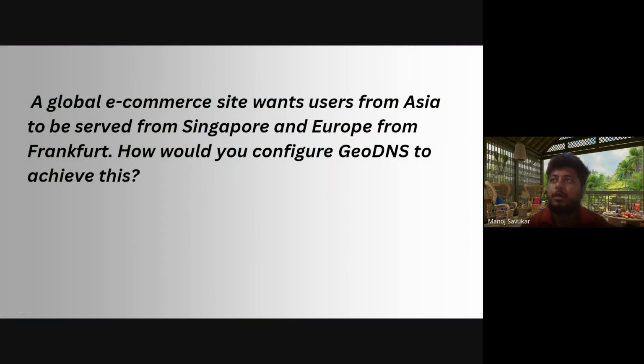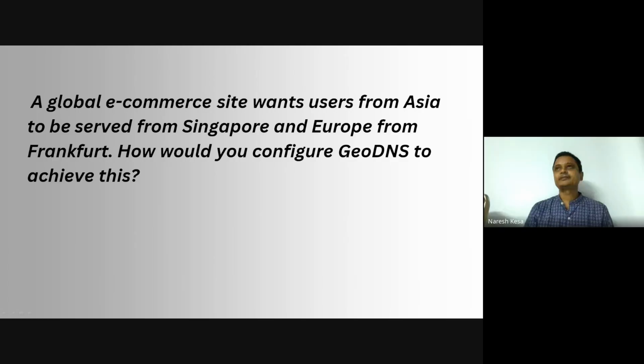Okay. I will ask the first question to Naresh. Hi, Naresh. The question is like this: we have an e-commerce site with a global level of customers, and there is one criterion, that people in the Asia region should be served from Singapore, and people in the Europe region should be served from Frankfurt. How would you configure GeoDNS to achieve this scenario?